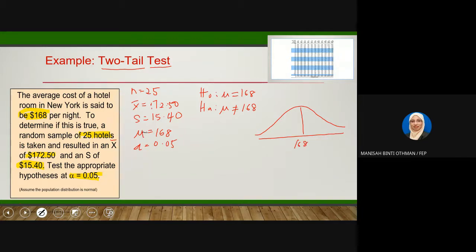Now we want to identify the critical point. What is the point that determines the critical area? We can determine this based on the alpha value. The alpha value for this is 0.05, so automatically you know that the confidence level is 95%, because both areas total 0.05. To get the critical value, we should refer to the T table.